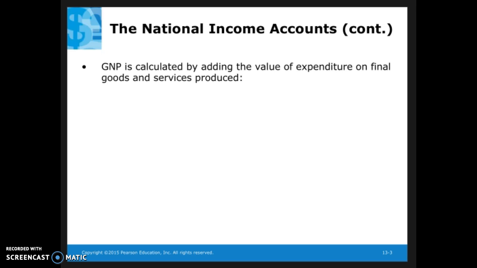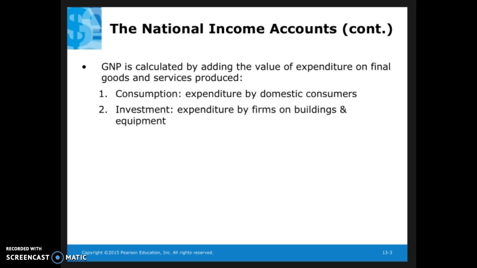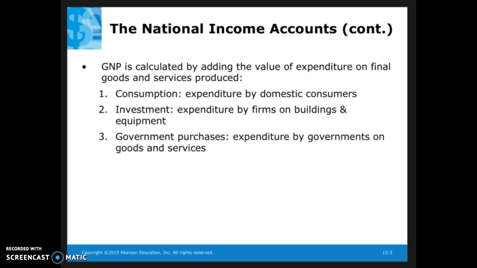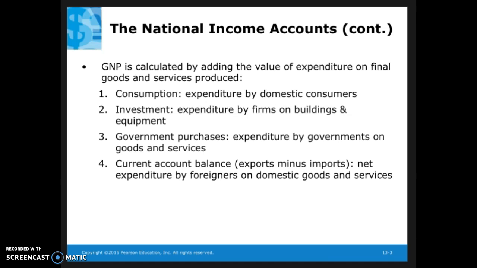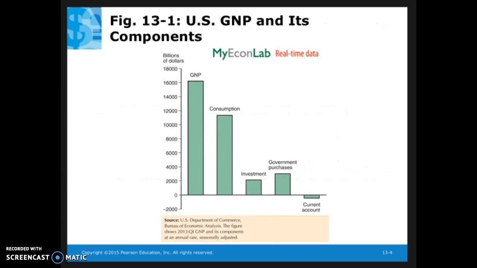So GNP is calculated by adding the value of expenditure on final goods and services produced: consumption, expenditure by domestic consumers; investment, expenditure by firms on buildings and equipment; government purchases; and current account balance, which is exports minus imports, which is the net expenditure by foreigners on domestic goods. So here's how that looks graphically.